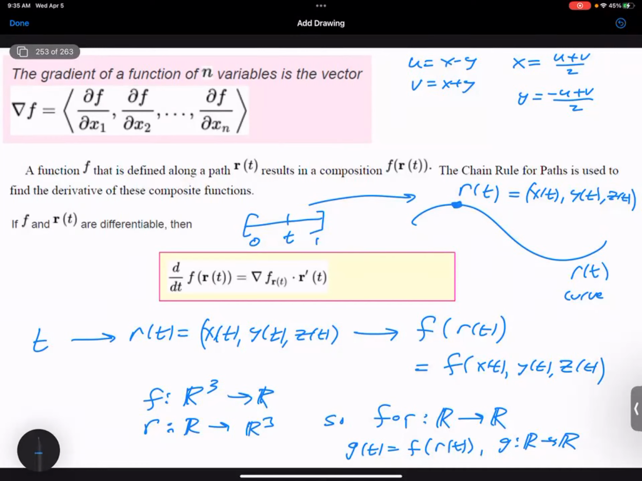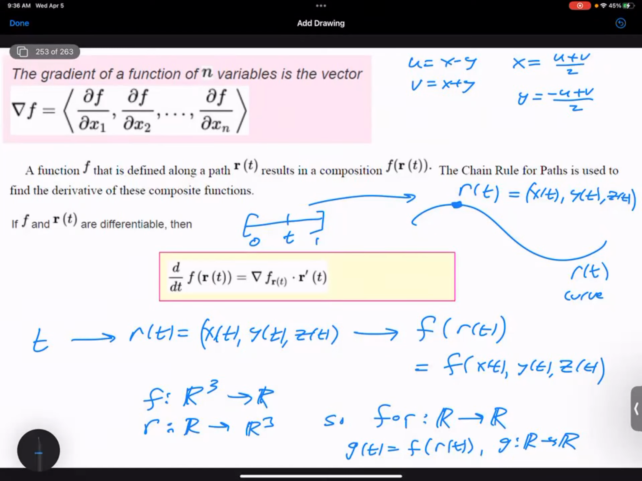So we could just play the game very carefully, very slowly, and just consider g to be a function of 1 variable and try to figure out what is the derivative of g with respect to t. That's what this d by dt of f of r of t is. The left-hand side, f of r of t, is a function of 1 variable. But because f is a function of 3 variables, the idea is maybe there's a nice formula for the derivative of this function f of r of t in terms of the gradient of f and in terms of the derivative of r. Notice we have r prime.